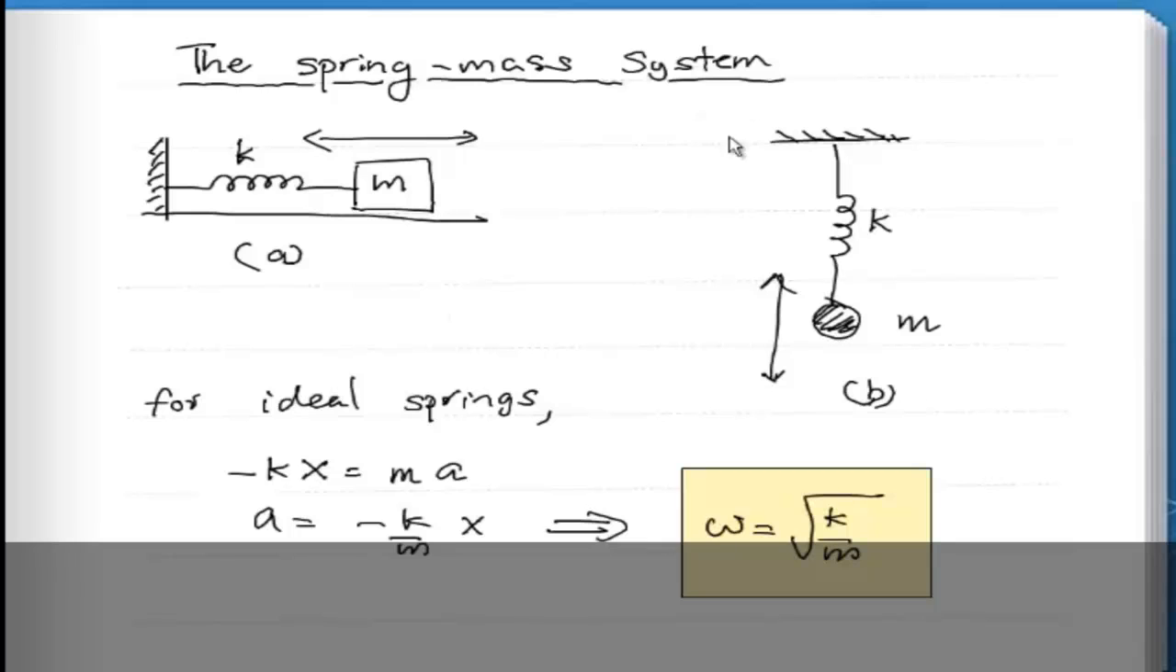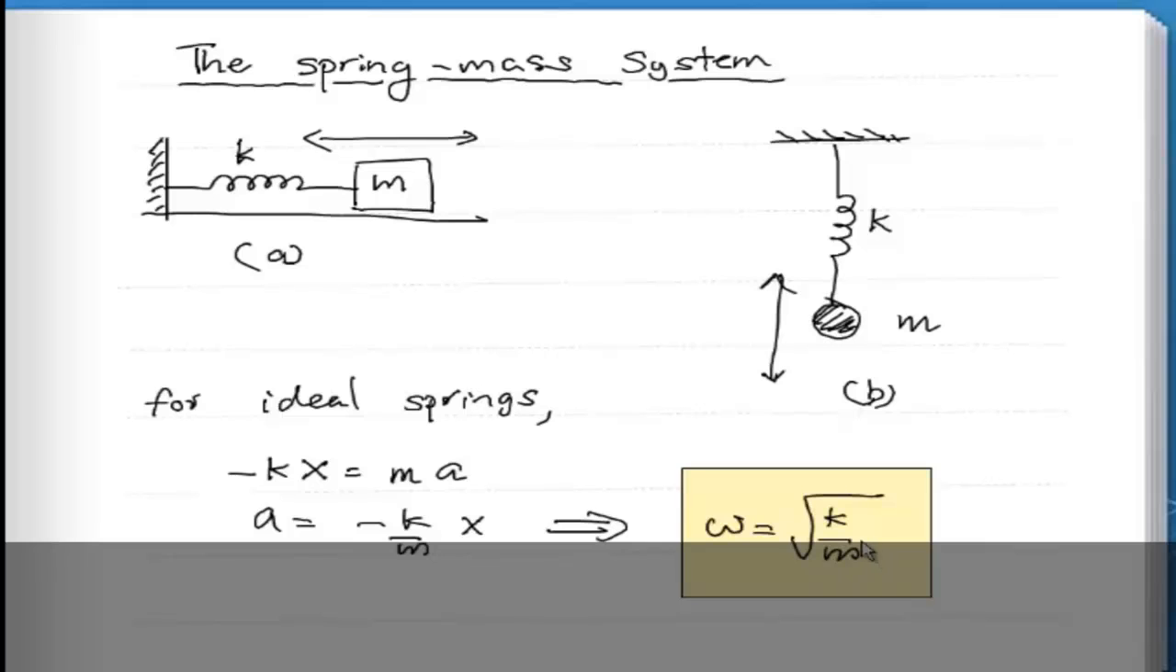The spring mass system. The spring mass system consists of a spring and a mass attached to it. It could be an oscillation in the horizontal direction or an oscillation in the vertical direction. For such a system, we can say that the acceleration is negative k over m times x. This k over m is omega squared, so omega is equal to the square root of k over m. So for a spring mass system, the angular frequency is given by the square root of k over m. k is the spring constant and m is the mass.